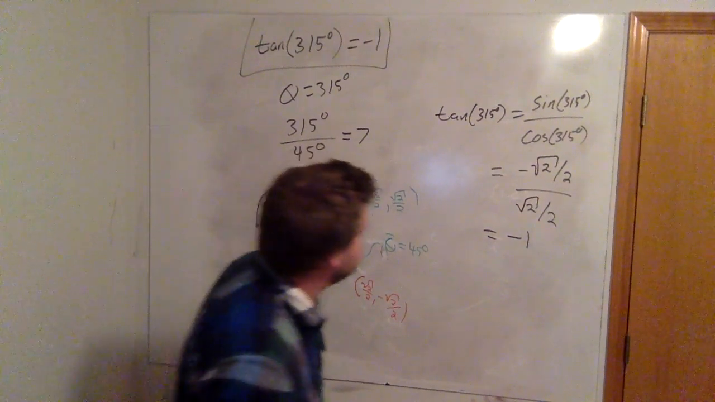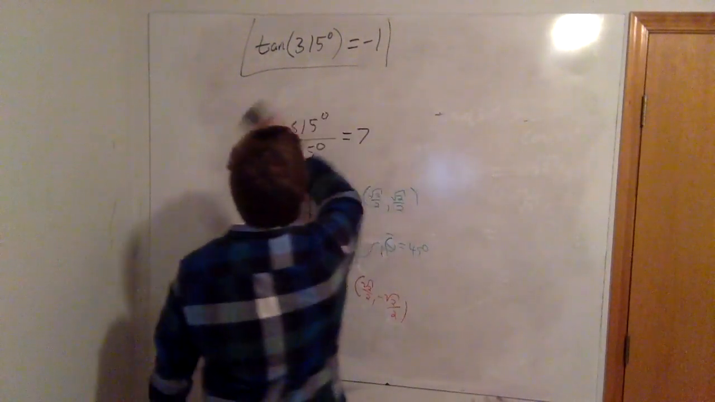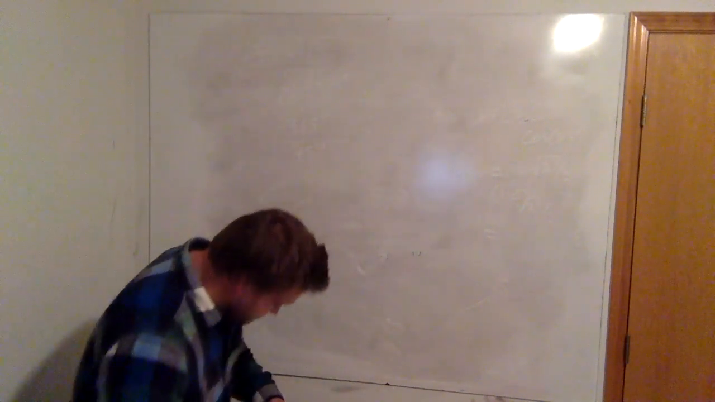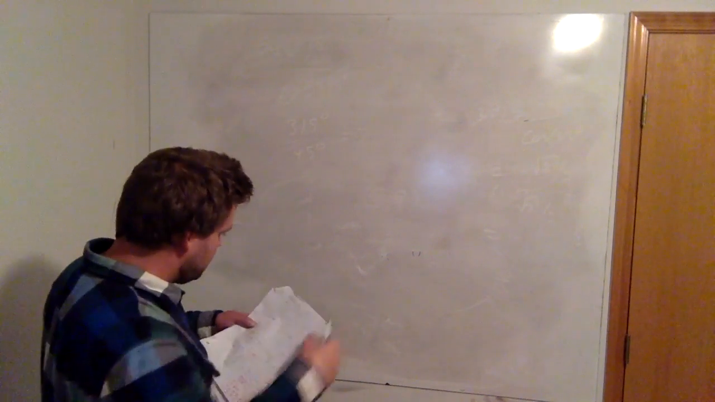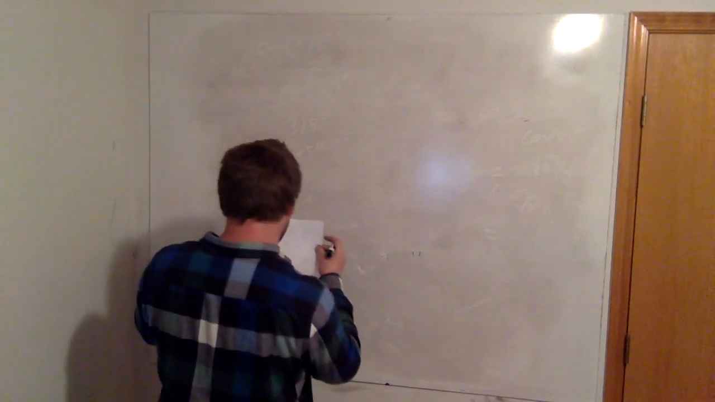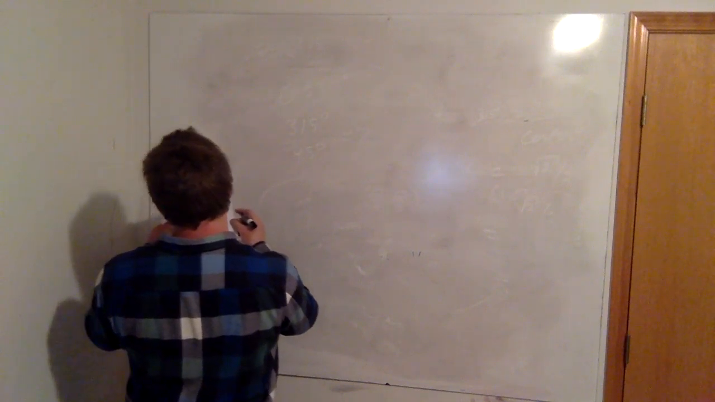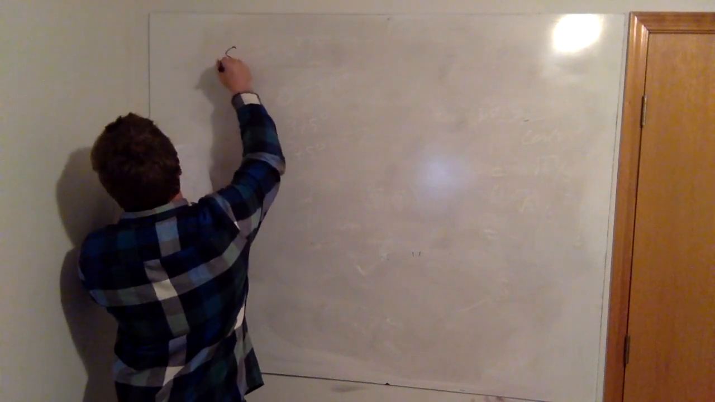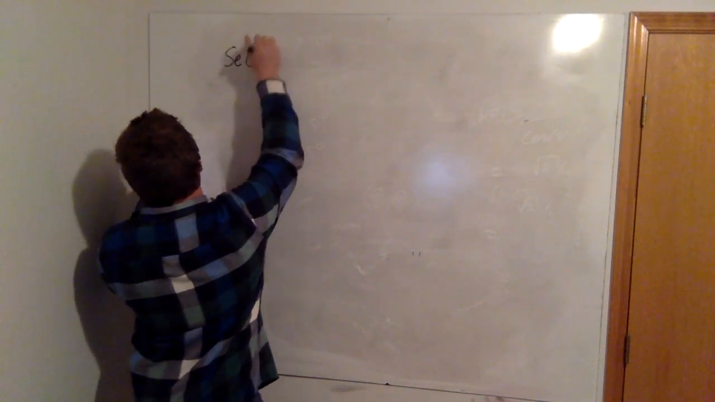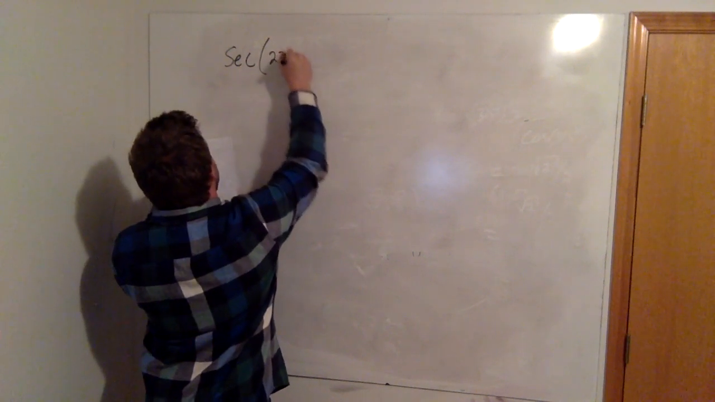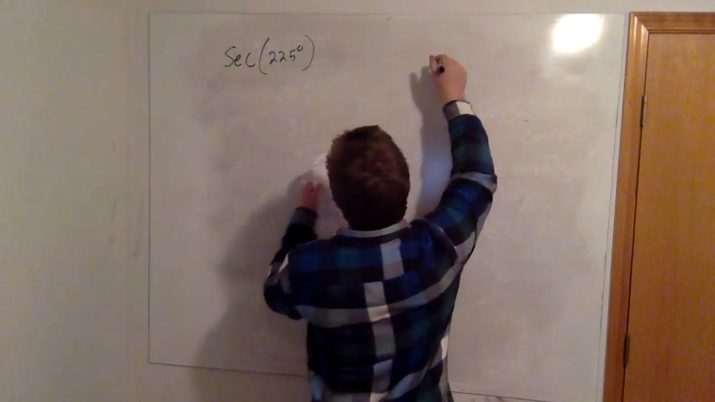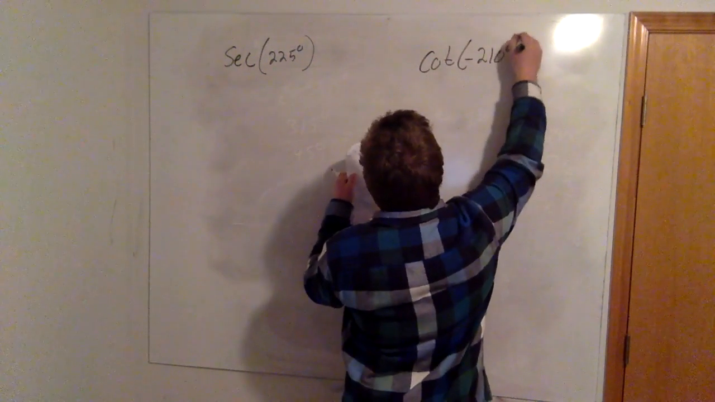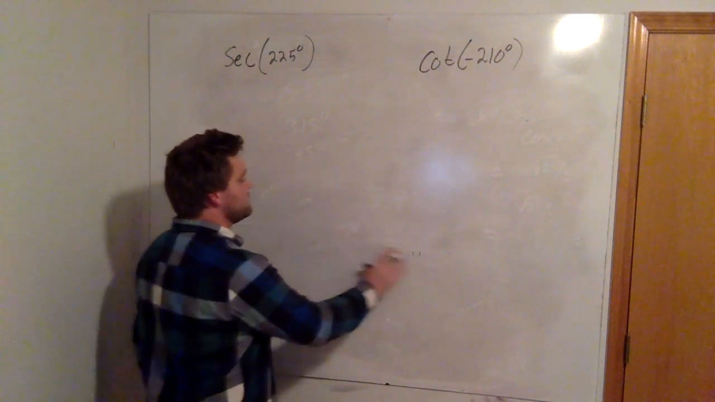Okay, let's do 2 more. Let's do secant of 225 degrees, and let's also do cotangent of negative 210 degrees. Go ahead and pause the video and give these a shot on your own.